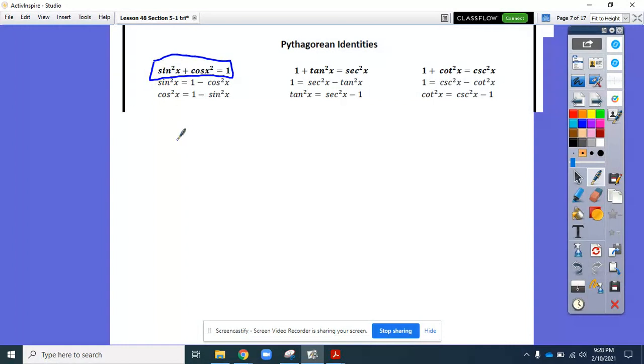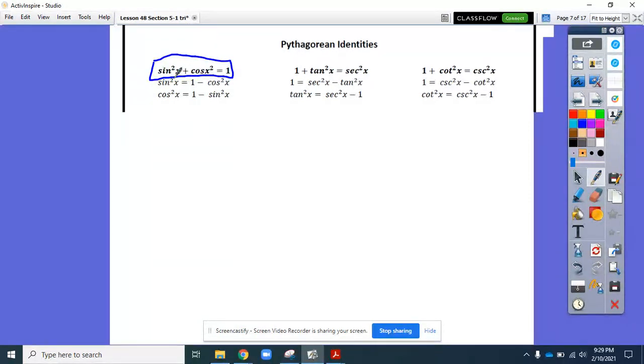We said that sine squared of anything plus cosine squared of the same thing always gives you 1. We talked about how you can draw a triangle and how sine is the y value and cosine is the x value. So Pythagorean theorem holds true. So that's our basic identity. If you can remember that, then you can find all the other ones.